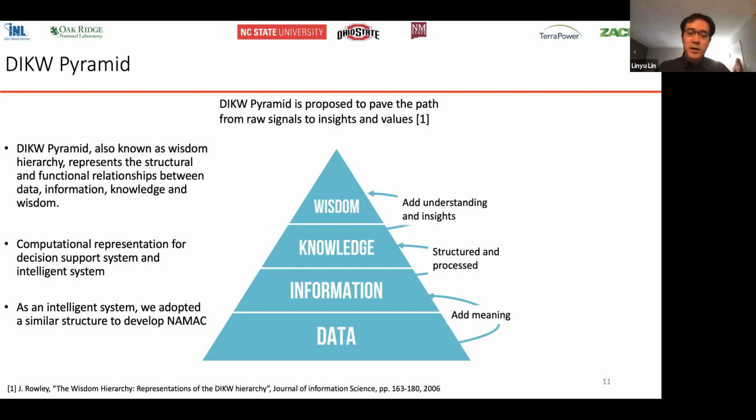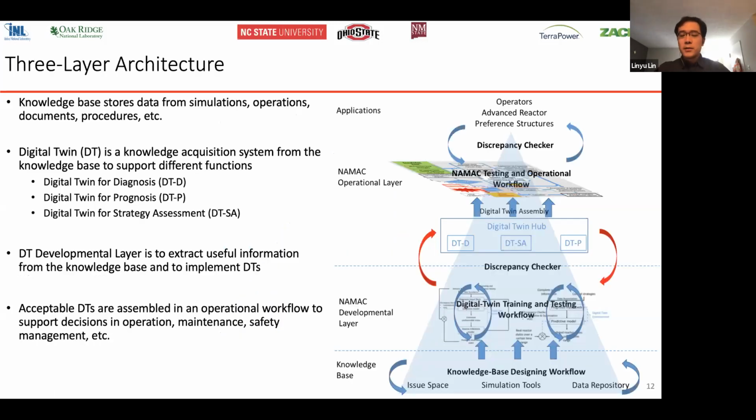So in the NAMAC system, because NAMAC is an autonomous system, an intelligent system that makes decisions, we adopt a very similar structure when we developed our NAMAC system. So on the right-hand side, you can see that it's a 3-layer architecture for the NAMAC system. At the bottom level, it's a knowledge base that stores all the data from simulation, operation, documents, regulatory guides, procedures, and so on.